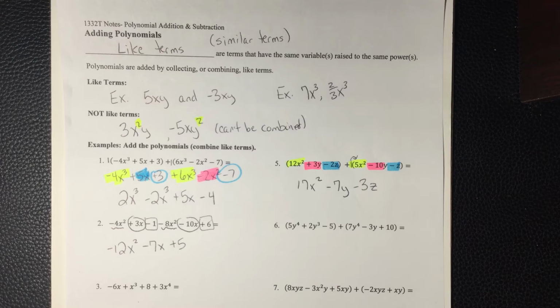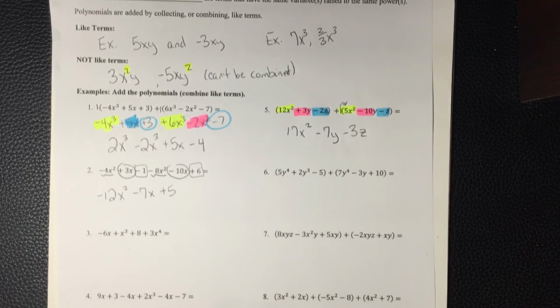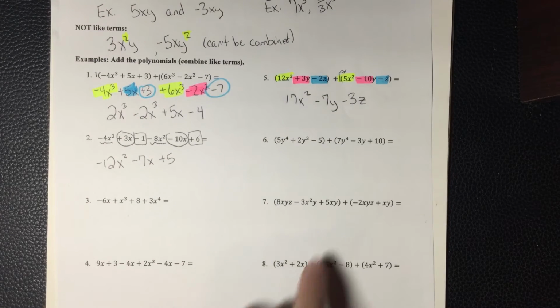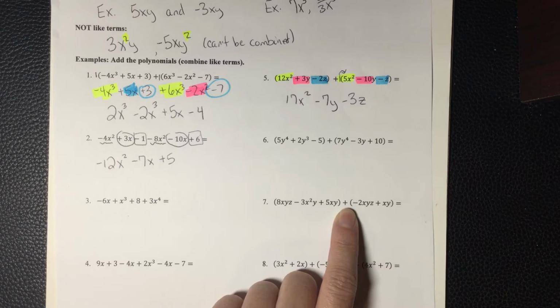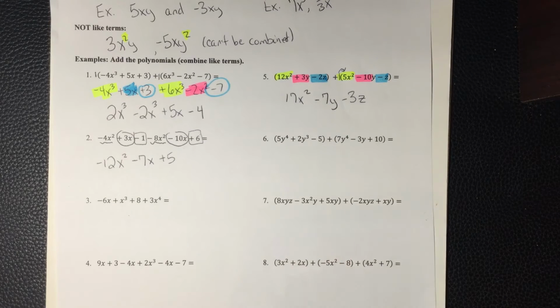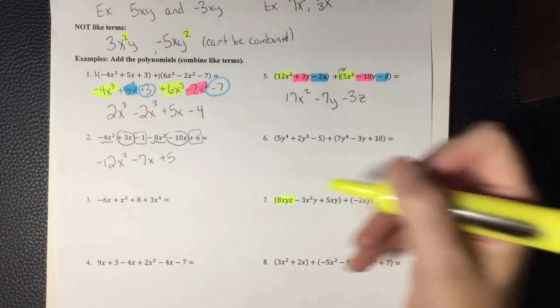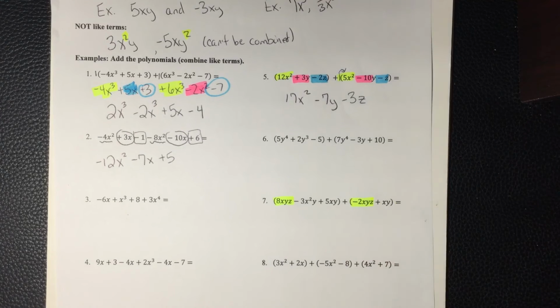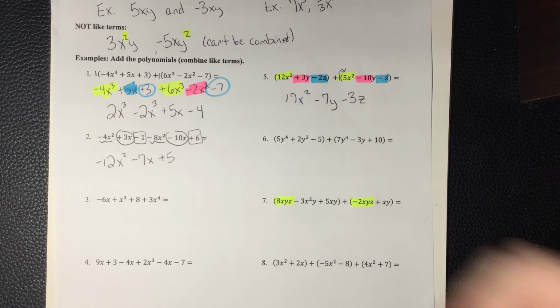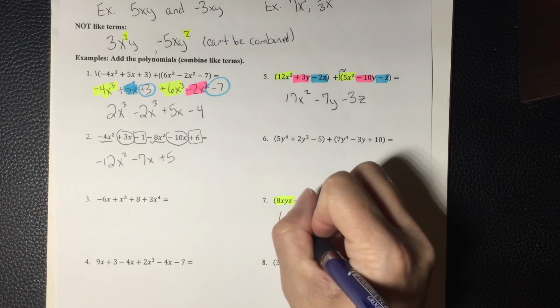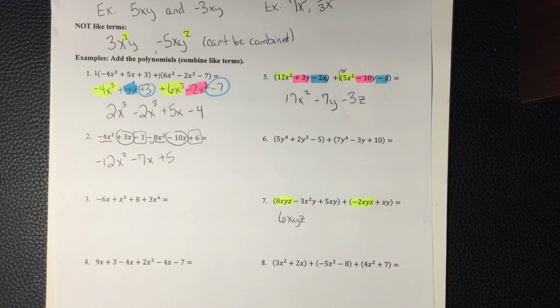All right, so let's do a couple more. I'm going to skip down to number 7. All right, so once again we have a plus sign, so the parentheses don't really mean anything, so I can start looking for common terms. So here we have an x, y, z. And if we come over here, we have another x, y, z. So 8 minus 2 gives us 6. We have 6xyz.